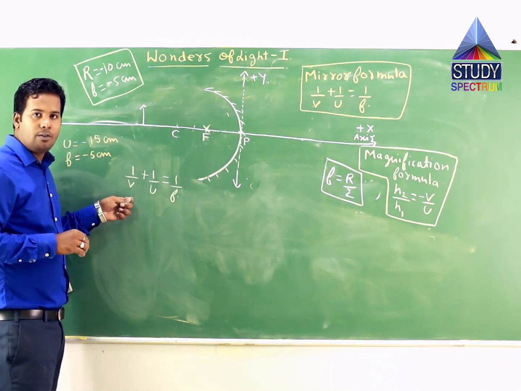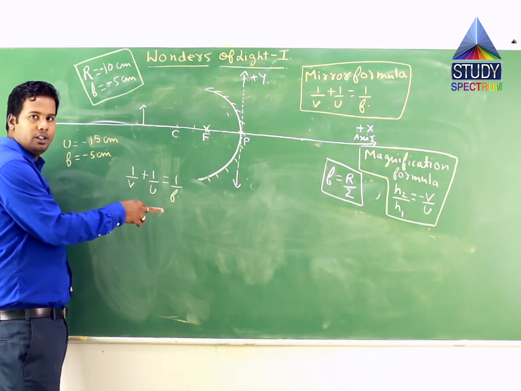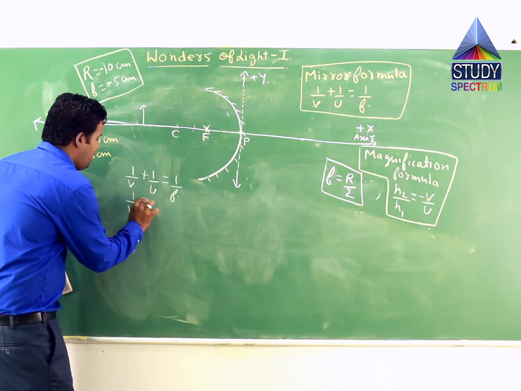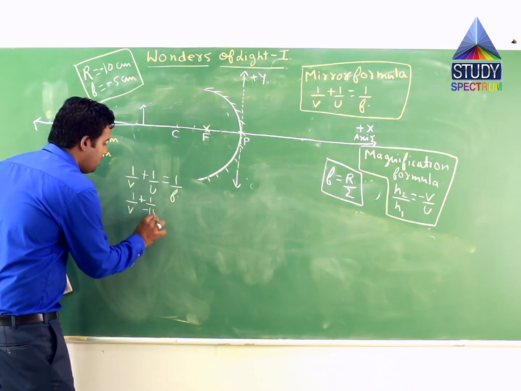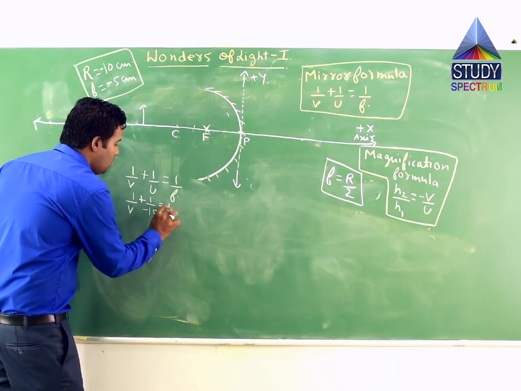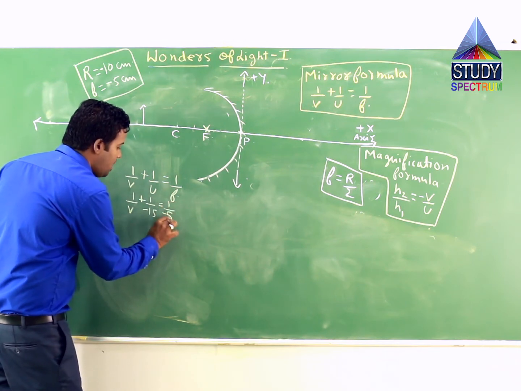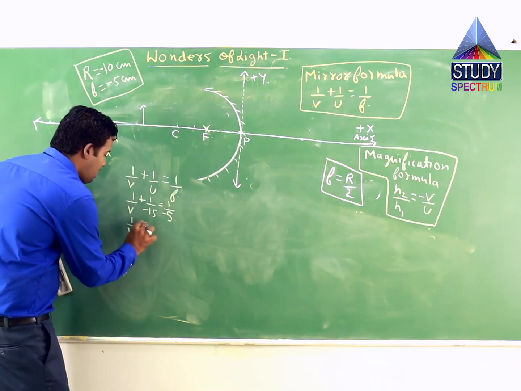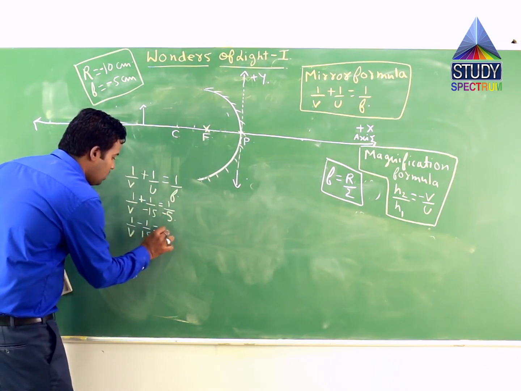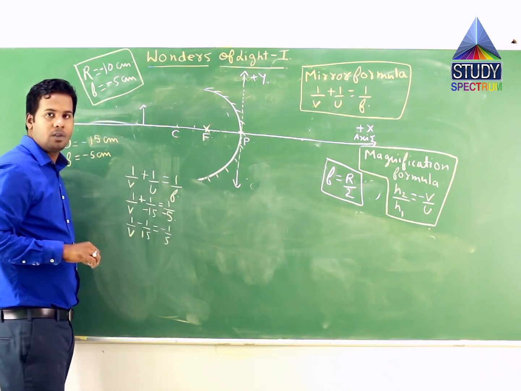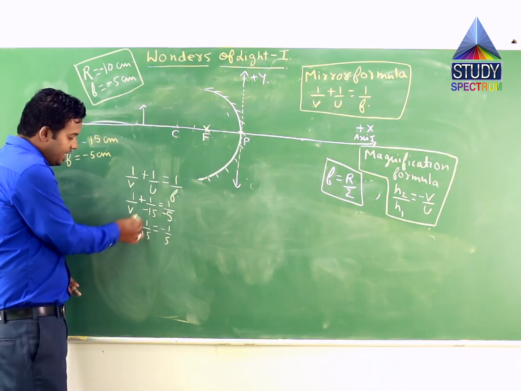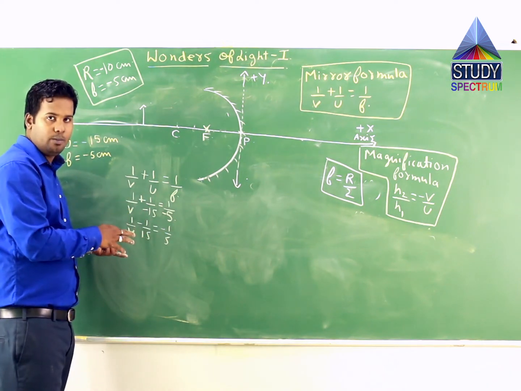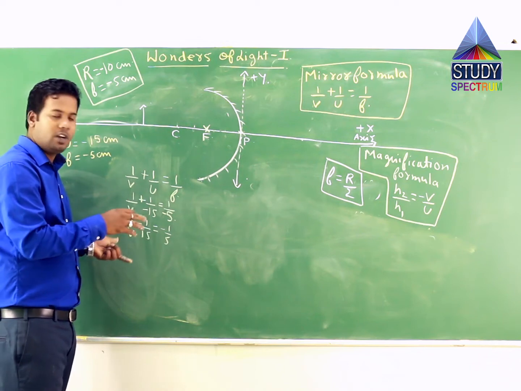So if I use this mirror formula and substitute these values, it will become 1 by V plus 1 by minus 15 is equal to 1 by minus 5, which will become 1 by V minus 1 by 15 is equal to minus 1 by 5. Now let us understand how to do calculations also. Maybe it will help you to solve questions very easily.